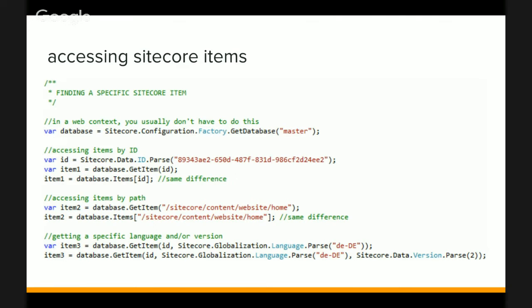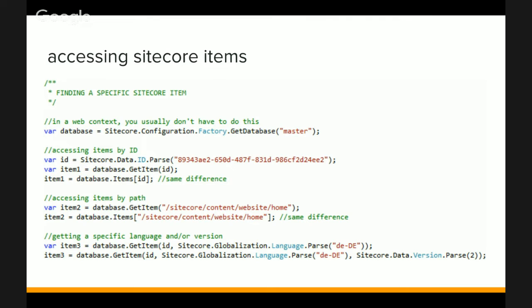So if we look at how we get at actual Sitecore items, in the first part, we usually don't have to do this. We're running in the context of a web request, and Sitecore will automatically find the database that we need. So if we're in an authoring environment, it will give us a reference to the master database. If we're in a content delivery environment, it will give us a reference to the web database. The first thing we need is a reference to the database. And then we need the ID. In this case, we're taking a string version of the GUID and parsing that into an actual ID.